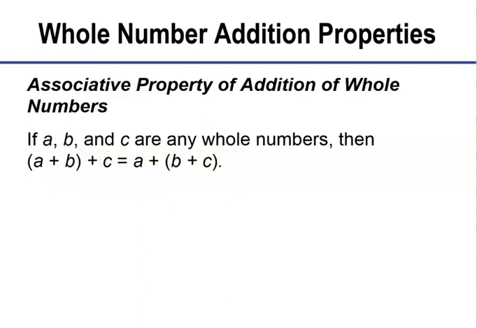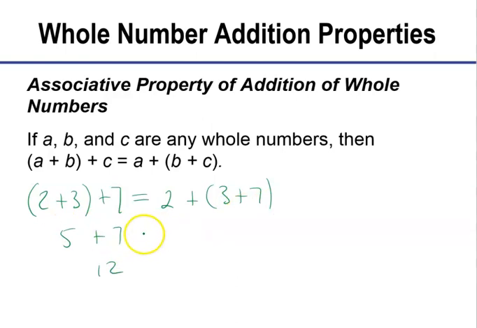We can make up an example and say, for instance, 2 plus 3 plus 7. Is that equal to 2 plus 3 plus 7 with the grouping changed? Well, 2 plus 3 is 5, plus 7 is 12 on this side. Is that equal to 2 plus 10? 12 on that side? Sure it is. That is the associative property of addition.